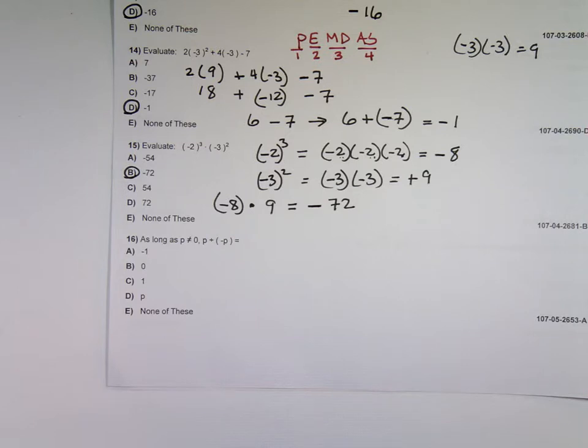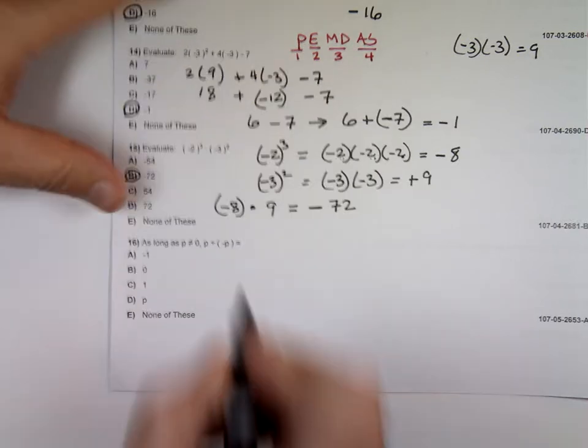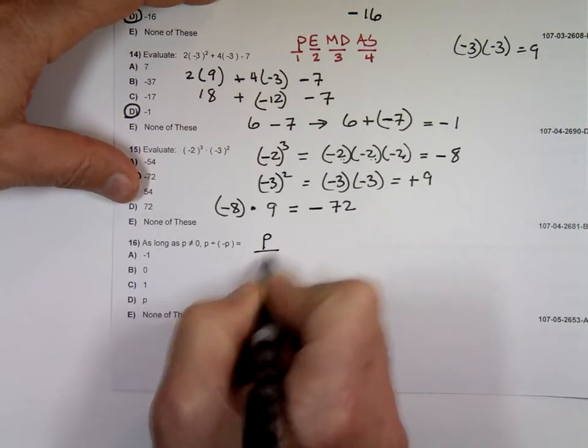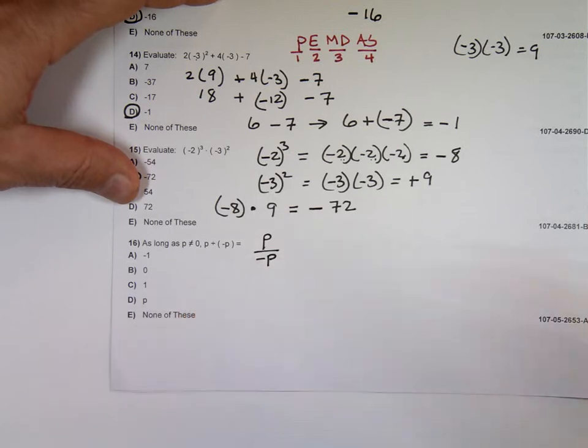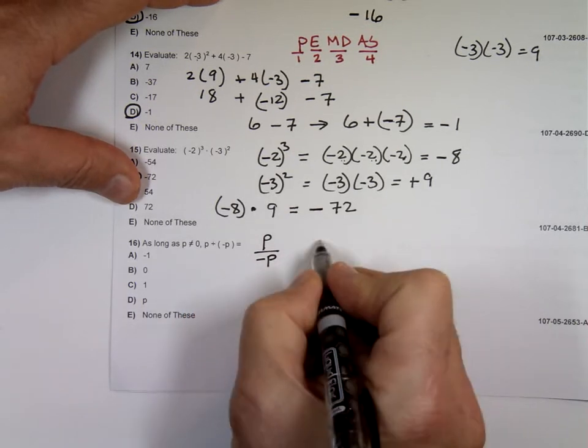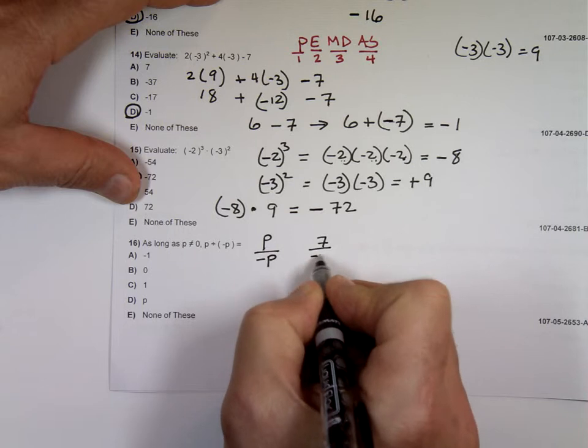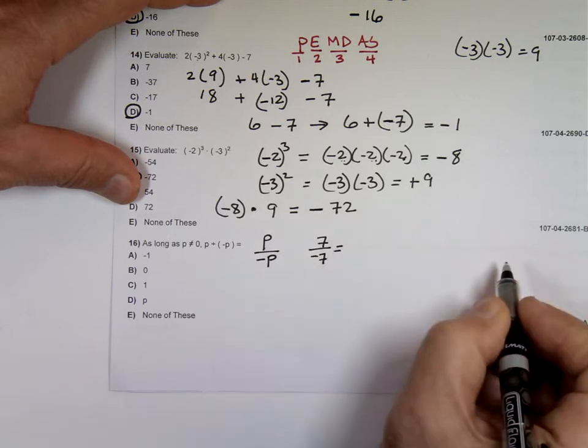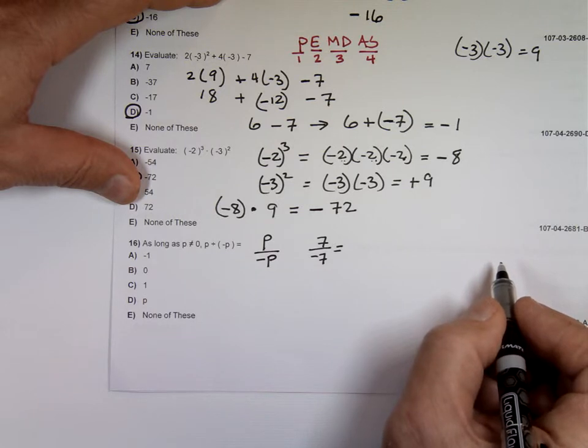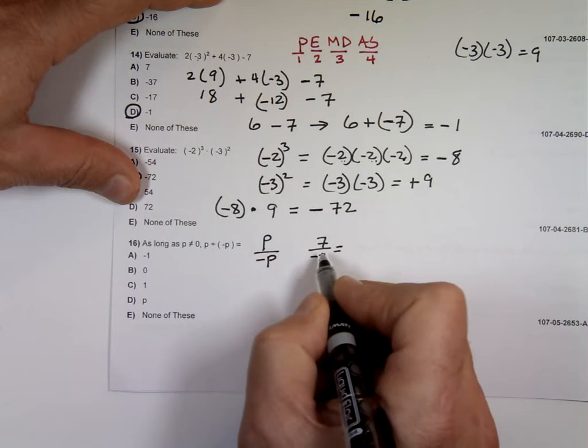Let's look at 16. It says, what is P divided by negative P? Well, let's pick a number for P. Let's take a 7. What is 7 divided by negative 7? What is it? I didn't hear you. Would you say positive 1? Try again. An odd number of negative signs, the result is always what? Negative.